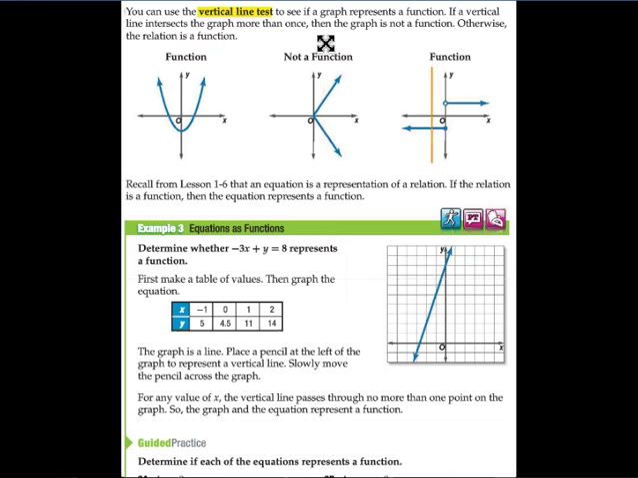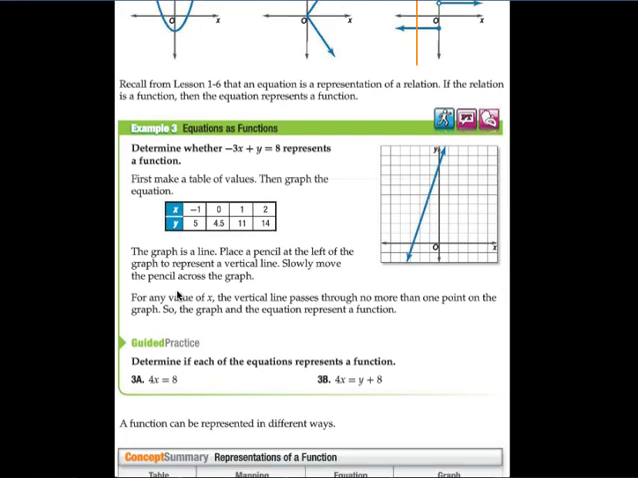Here, kind of a tricky one. The only place they overlap is here, but one of them is open and the other one is closed. So that never overlaps. That is also a function. Okay? So what we want to do is make a table of values and graph the equation. We do all that and we end up with something like this, and it's a line.